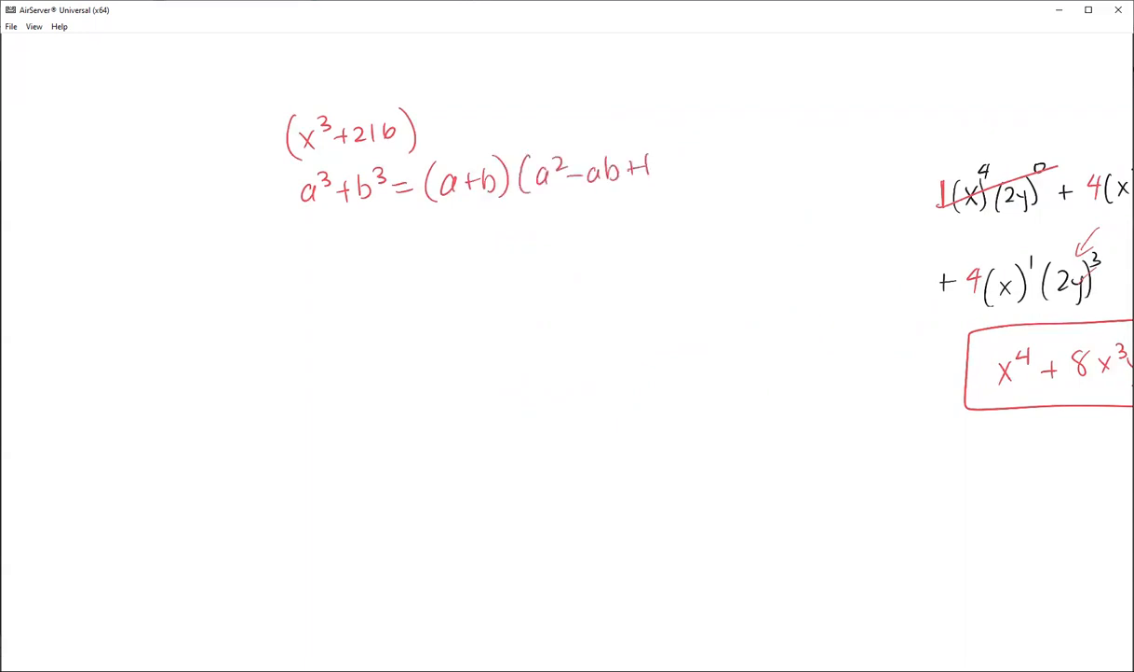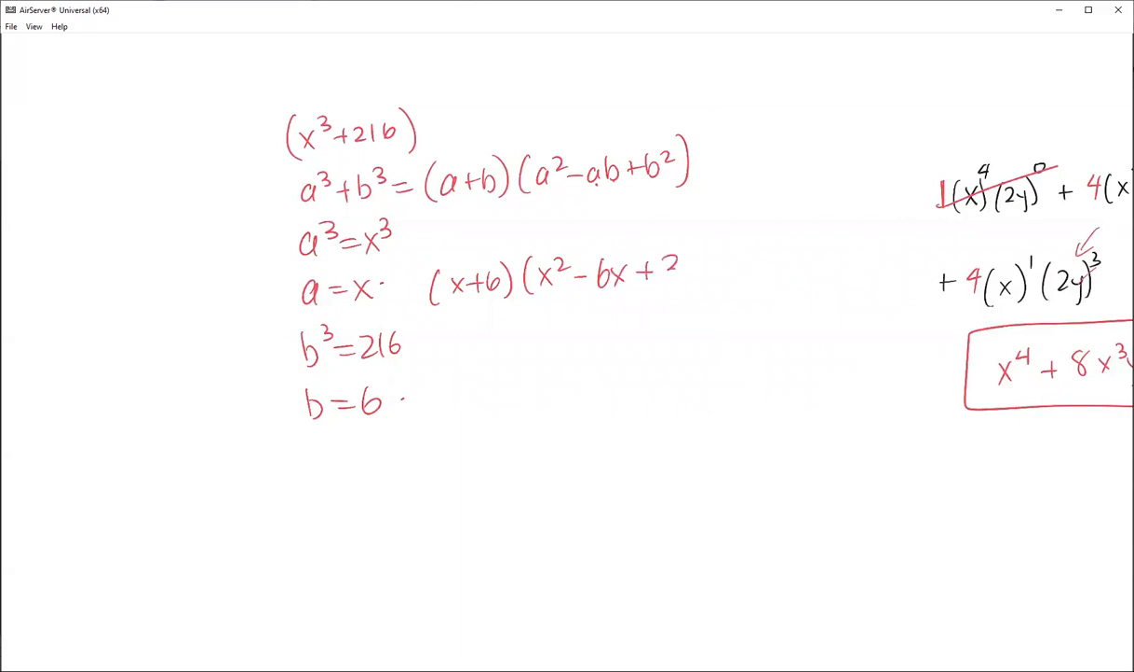Okay, so a cubed is equal to x cubed, which means that a is equal to x. B cubed is equal to 216. That means that b is equal to 6, because if you get the cube root of both the x cubed and the 216, it'll be x and 6. So now just plug it in. X plus 6, x squared minus b is 6, a is x, so 6x plus 36. And that is your final answer. You factored it.